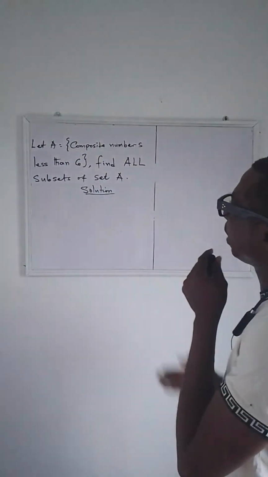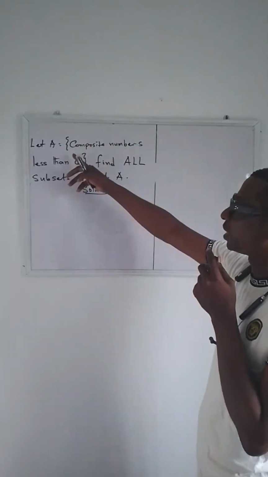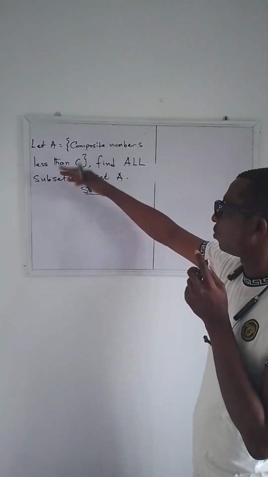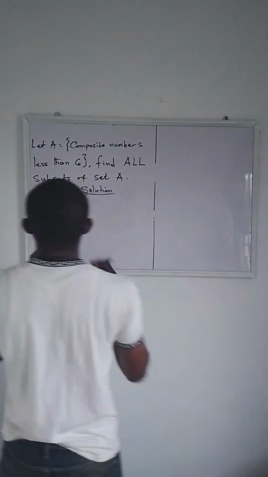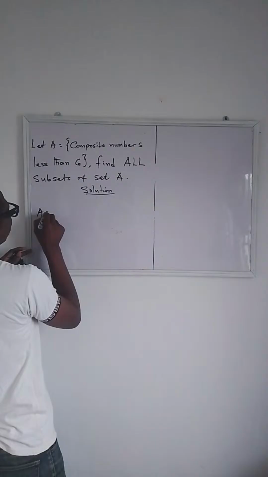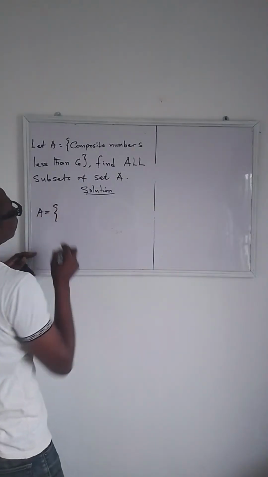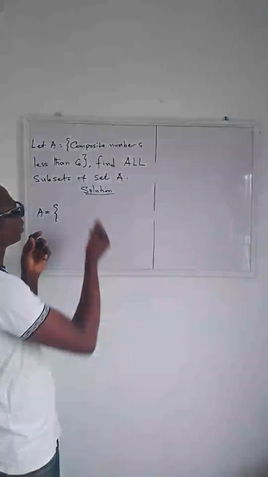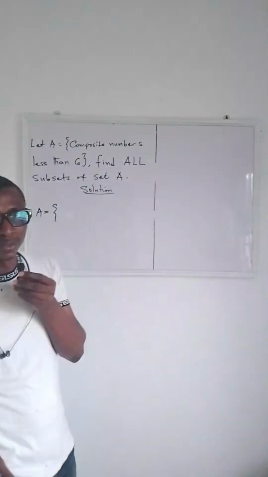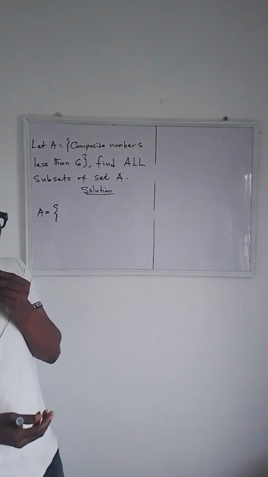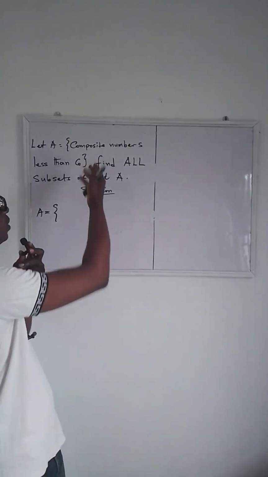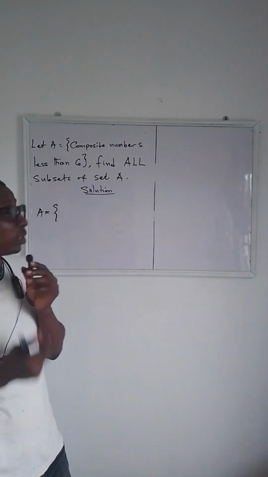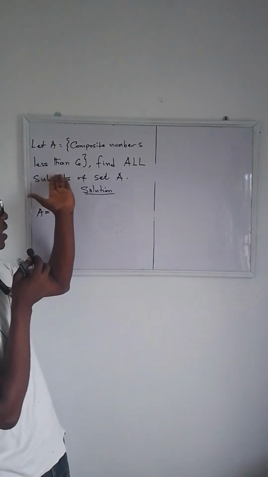The first thing now is to list the members of set A, before you find all subsets. So I want you to tell me what the members of set A are. I think you should be able to do this if you attended the last class, where we explained what composite numbers are. So now you have to list composite numbers less than 6.